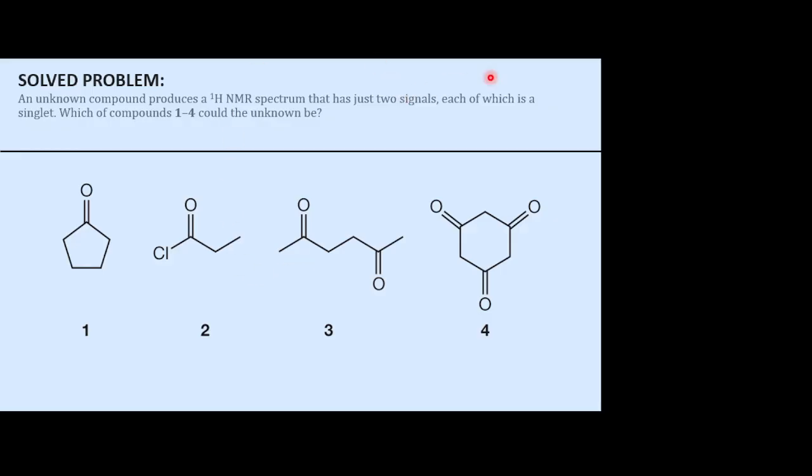All right, so let's look at an unknown compound. It produces an HNMR that has just two signals, each of which is a singlet. Which of these compounds could be the unknown? So what are we looking at? What two things do we want to concentrate on here? Chemically equivalent protons, right? And then we want to think about, well, if it only has a singlet, right? It can't have two different chemically equivalent protons near each other, can it?